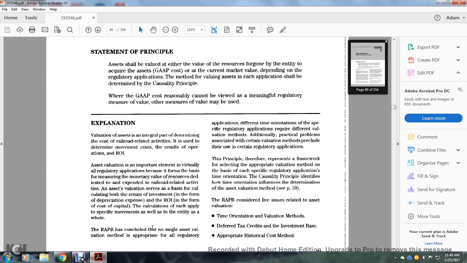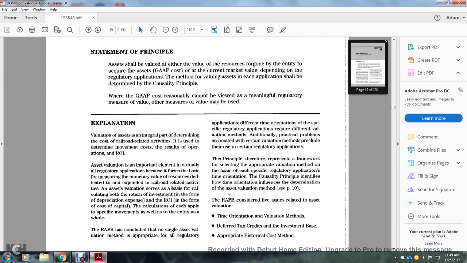The Railroad Accounting Principle Board concluded that no single asset valuation method is appropriate for all regulatory applications, because different time orientations and specific regulatory applications require different valuation methods. Additional practical problems associated with certain current valuation methods preclude their use in a certain regulatory application. The principle therefore represents the framework for selecting the appropriate valuation method on the basis of each specific regulatory application's time orientation. The causality principle identifies how time orientation influences the determination of asset valuation methods.